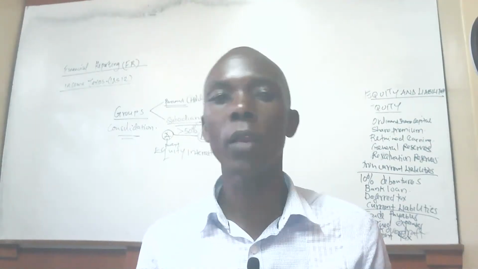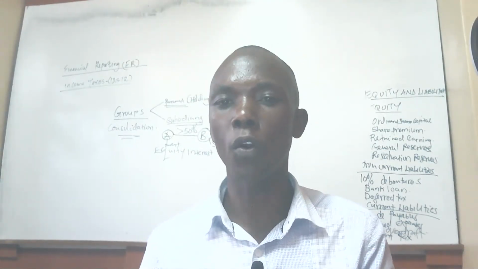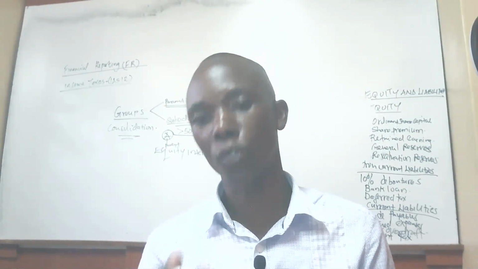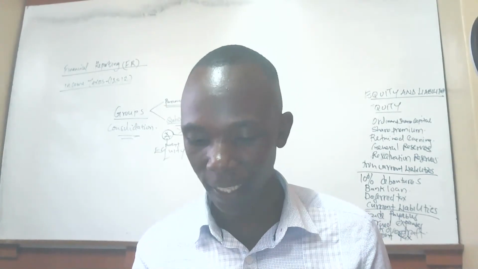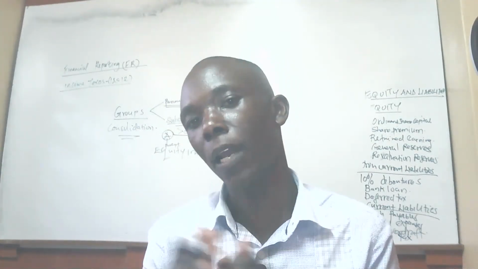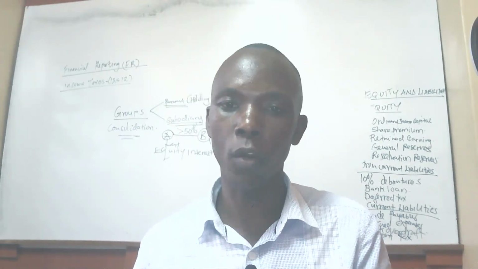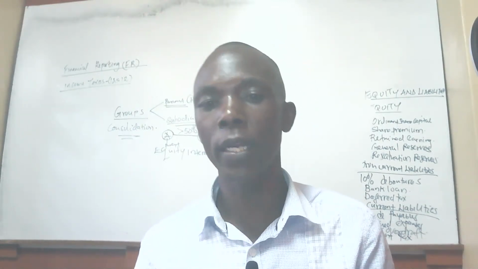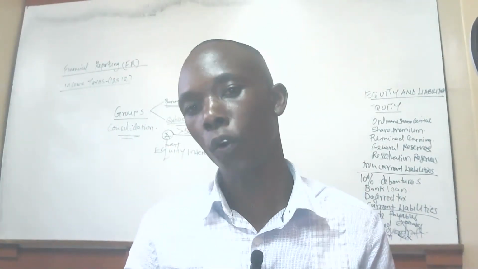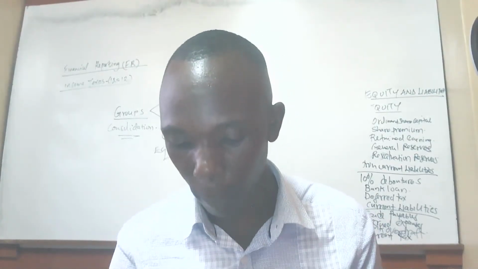And remember, when we are discussing branches, you will find that we have what we call the dependent branch and the independent branch, the autonomous branches. Previously, we used to have what we call the foreign branches, but nowadays at this level we only discuss the local branches.